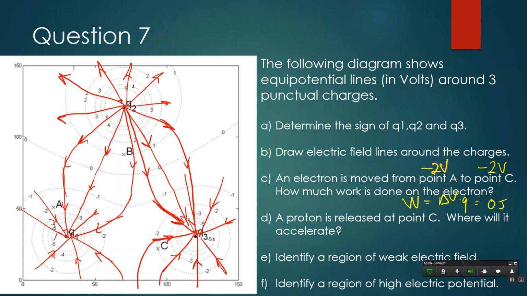All right, a proton is released at point C. Where will it accelerate? What do you guys think? Yep, exactly, towards Q3. Identify a region of weak electric field. Where would that be? Yeah, around there would probably be pretty weak in the top right corner. Why? Is it the equipotential lines that we care about? There are fewer field lines. The field lines, not the equipotential lines. There are going to be equipotential lines everywhere.